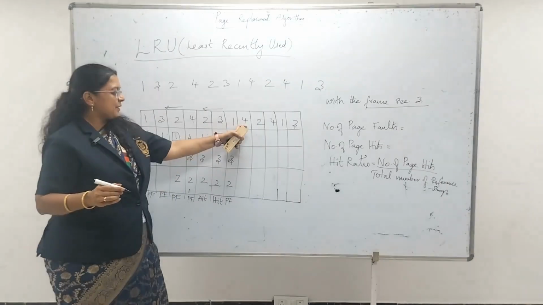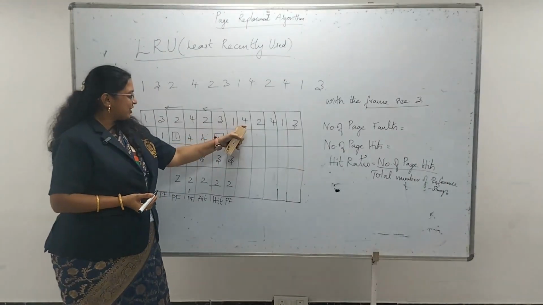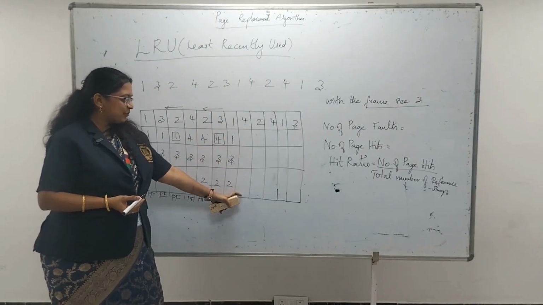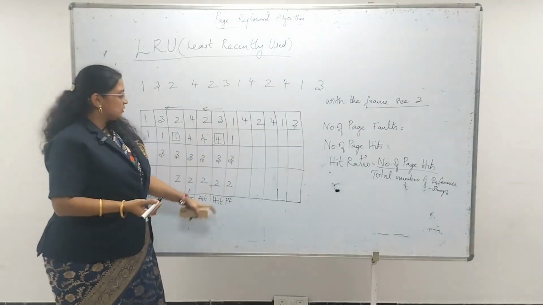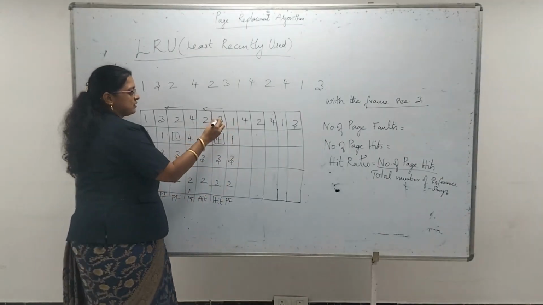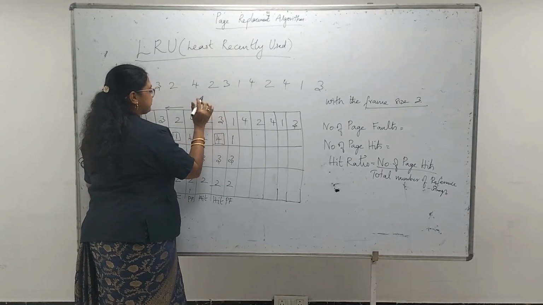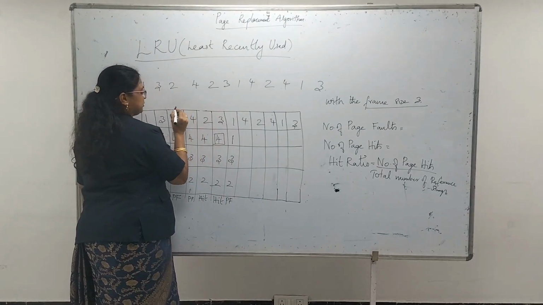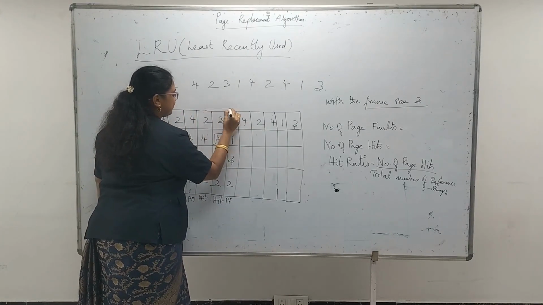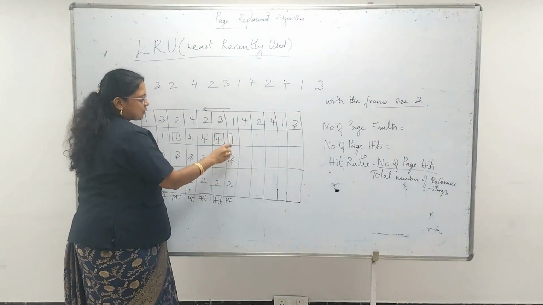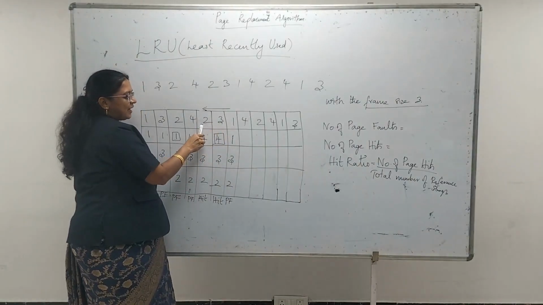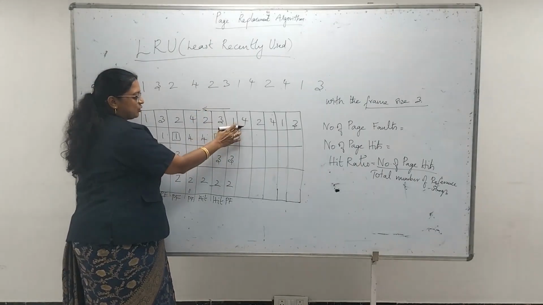Now we are going to insert 4. So now check whether 4 is present in your main frame or not. No. Here 1, 3, 2. So you need to check the same thing in the left side arrows. 1 is most recently used, and then 3 is second most recently used, and then 2 is least recently used in this.